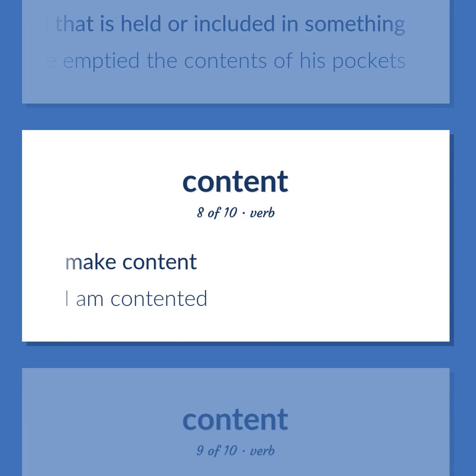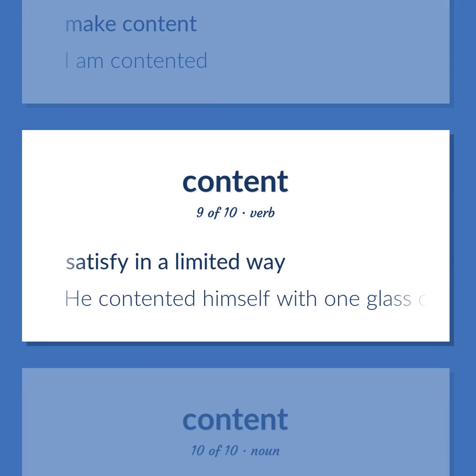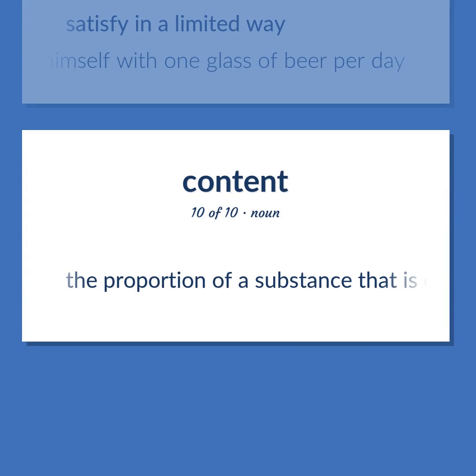Make content. I am contented. Satisfy in a limited way. He contented himself with 1 glass of beer per day. The proportion of a substance that is contained in a mixture or alloy, etc.